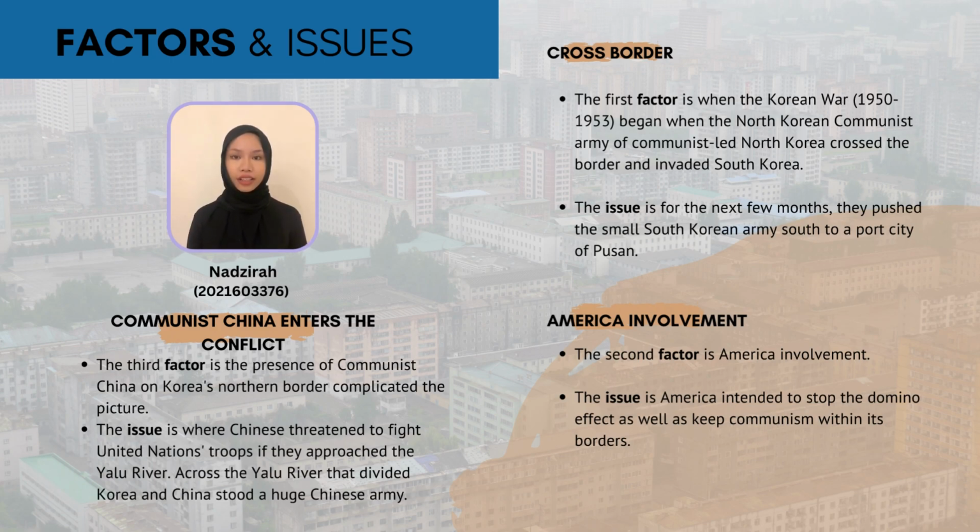If the United Nations soldiers approached the Yalu River, the Chinese promised to fight them. There was a sizable Chinese force across the Yalu River, which separated China from Korea. The presence of hostile forces along the Chinese border with Korea was undesirable. General MacArthur didn't think the Chinese would engage in a battle. He assumed they were bluffing.